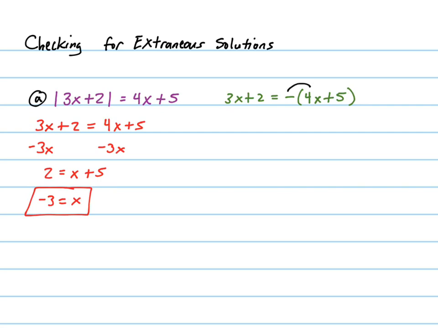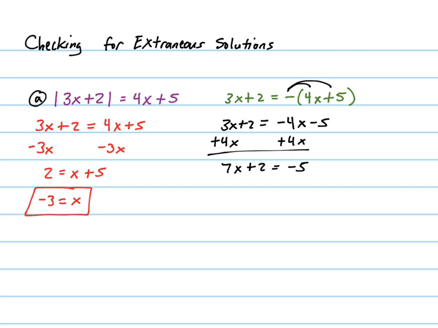Then on the other side, I'm going to solve this. First thing I have to do is distribute the negative. So negative 4x minus 5 equals 3x plus 2. In this case, I'm going to add the 4x to the other side. So I've got 7x plus 2 equals negative 5. I'll subtract 2. So 7x equals negative 7. So clearly x is going to equal negative 1 in this case.